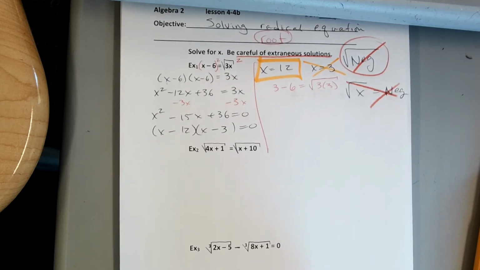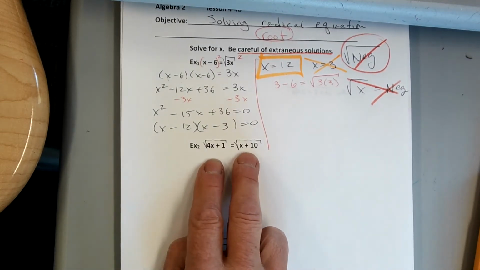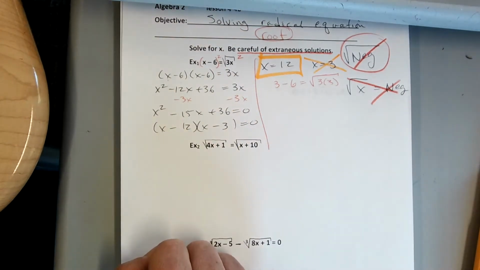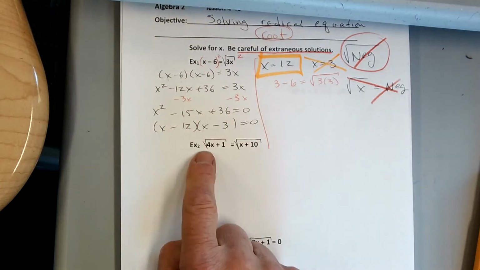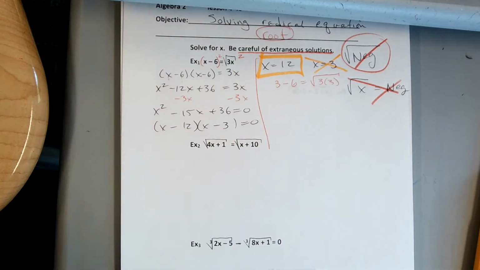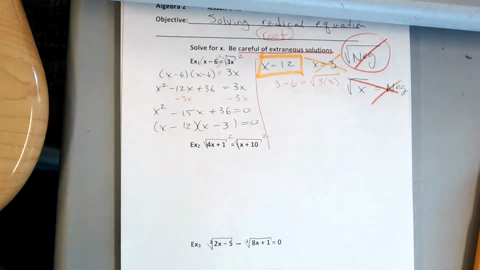All right. Number 2 is actually really easy. It just looks hard. This first problem is actually harder than the second. The second problem is actually really easy. It just looks hard because of the square. But if you square both sides to get rid of the square root, you get rid of both square roots.